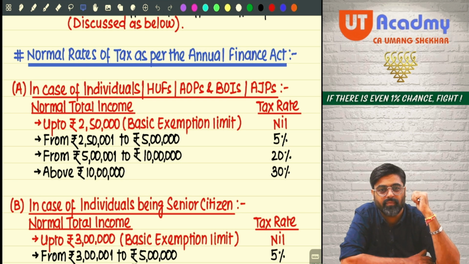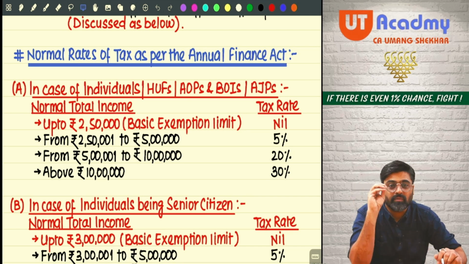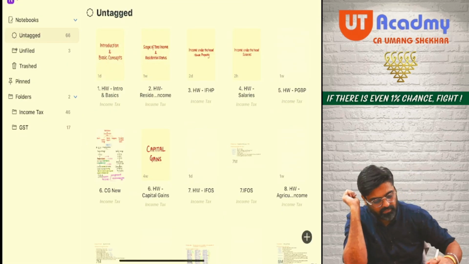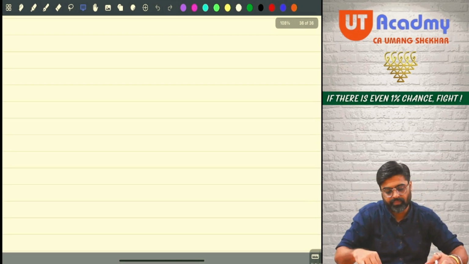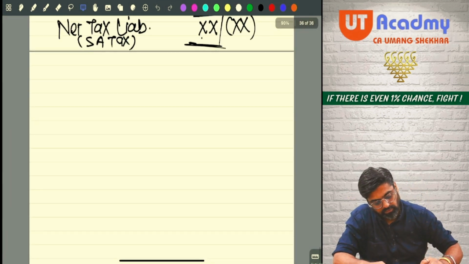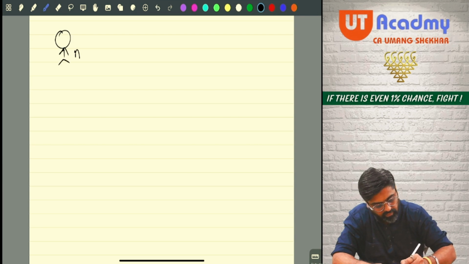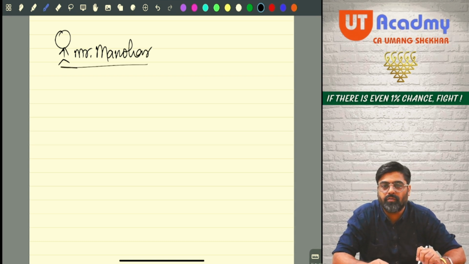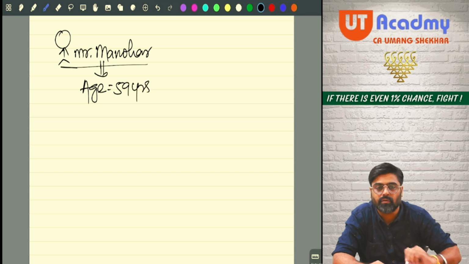Getting my point? Okay. Now see, before I move ahead, I would like to give you some clarification. Please look at the board properly, look at the screen properly. I'm talking about one individual. The name of this individual is Mr. Manohar. I have taken an example. Mr. Manohar's age is 59 years.